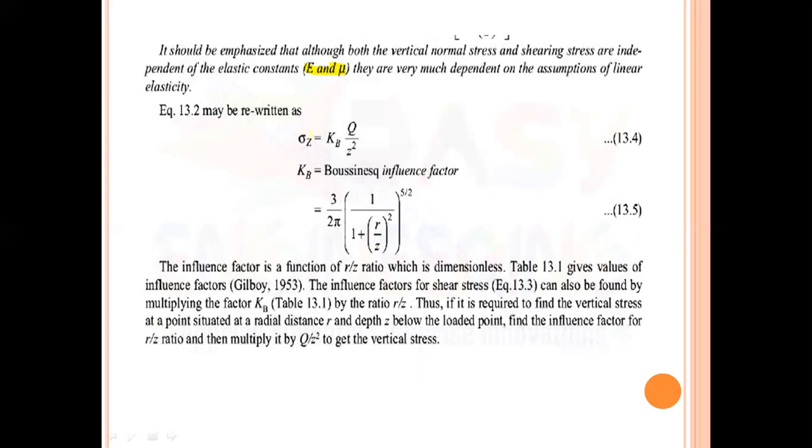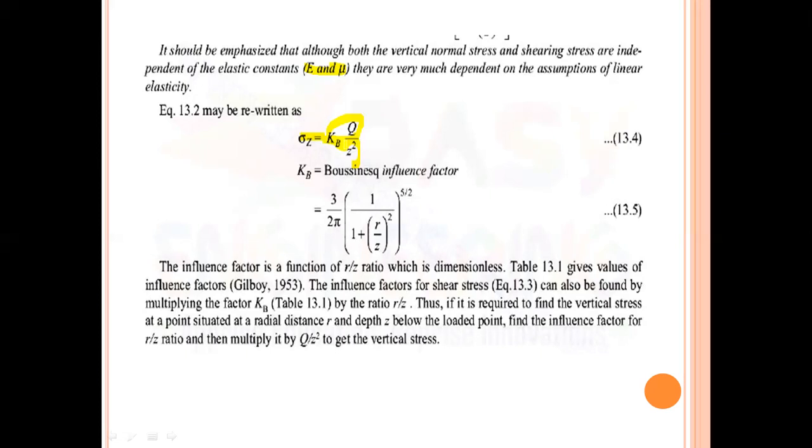It may be rewritten as sigma z equals Kb into Q by z square, where Kb equals the basic influence factor. So the basic influence factor equals 3 by 2 pi into 1 by 1 plus r by z whole square, power 5 by 2. The influence factor is a function of the r by z ratio, which is dimensionless, and gives the values of the influence factor.